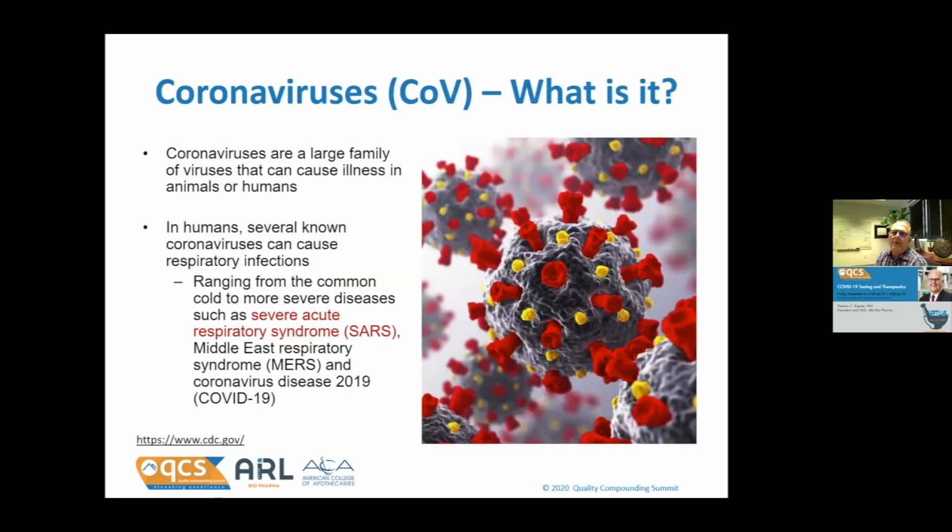But first, to start out, what is coronavirus? Basically, the coronavirus is a large family of viruses that can cause illnesses in animals or humans. And in humans, several known coronaviruses can cause respiratory infections. We've heard of MERS, the Middle Eastern Respiratory Syndrome. We've heard of other viruses causing a range of colds to more severe diseases such as SARS, which stands for Severe Acute Respiratory Syndrome. And then, of course, the coronavirus disease, which is COVID-19.